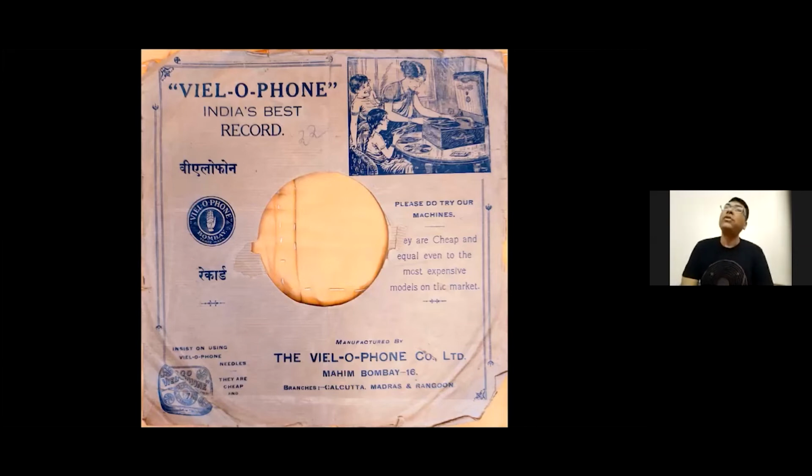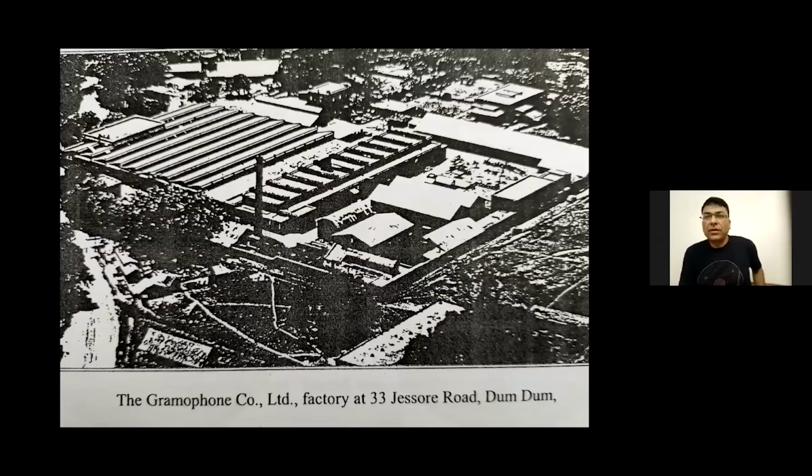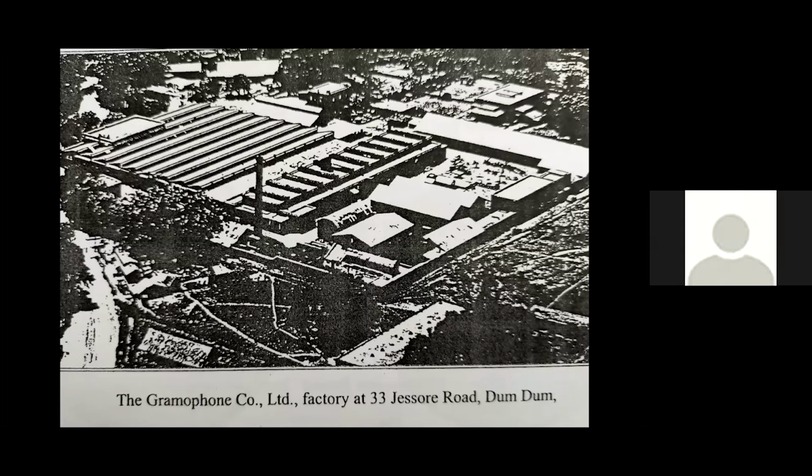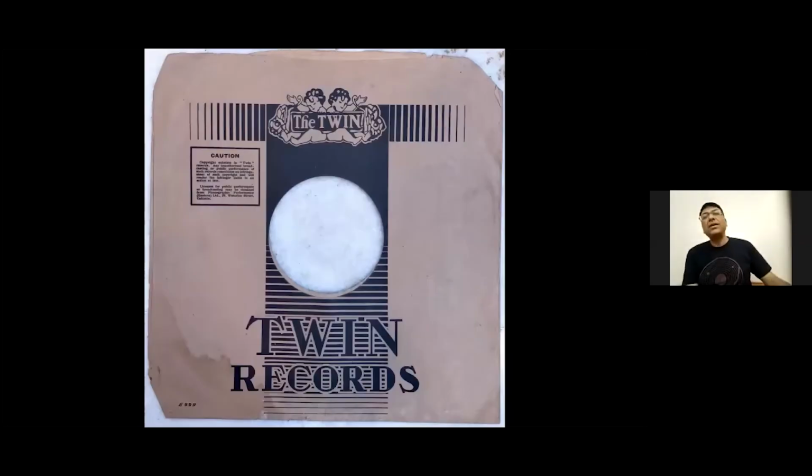So what does the Gramophone Company of India do? 1927, they launch the twin label to finish off Revolving and his cheap records. The Gramophone Company of India, with its new factory at Dum Dum, Kolkata, is launching the twin label to get rid of the competition. They are reissuing their own records now, which were priced higher on the twin label.